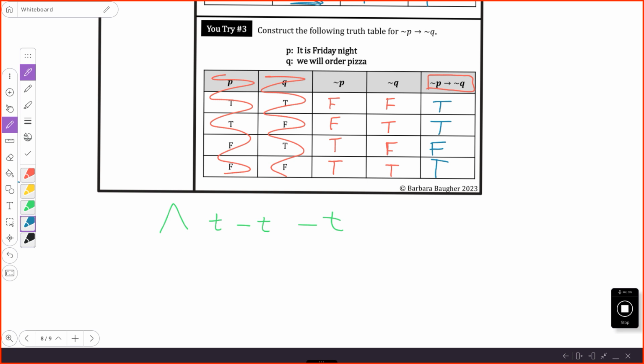Then we learned this one, which is or, and it's a disjunction. We learned false, false, false, and everything else is true. And then we just learned this one, arrow. True, false, false. Everything else is true. Are we good?